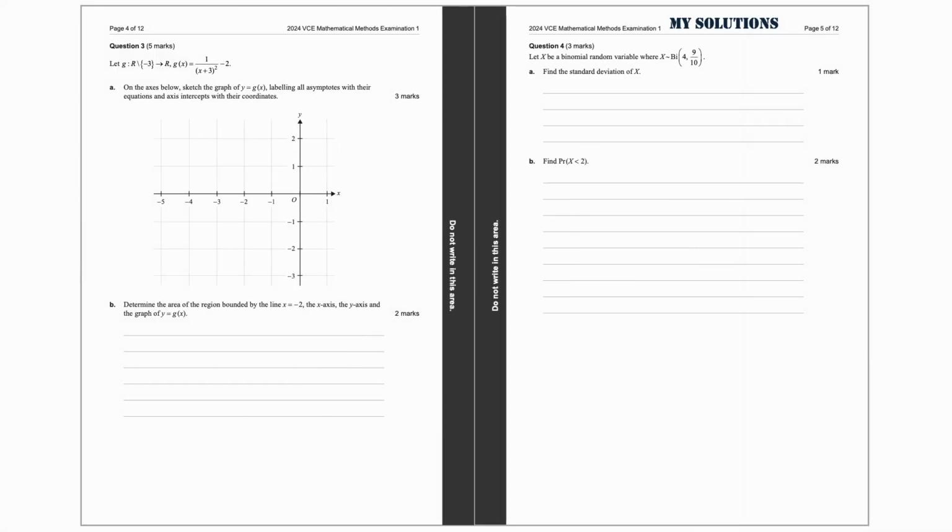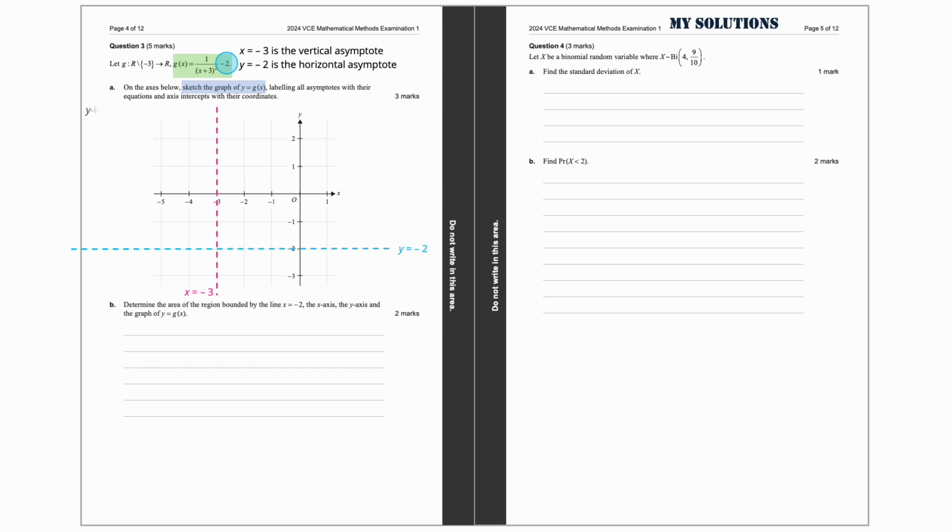Question 3. We are given the function g of x equals 1 over (x plus 3) all squared minus 2. Part A. On the axis below, sketch the graph of y equals g of x, labeling all asymptotes with their equations and x-intercepts with their coordinates. First of all, we know that x equals negative 3 is the vertical asymptote, because when x equals negative 3, the fraction is undefined. Next, we know that y equals negative 2 is the horizontal asymptote.